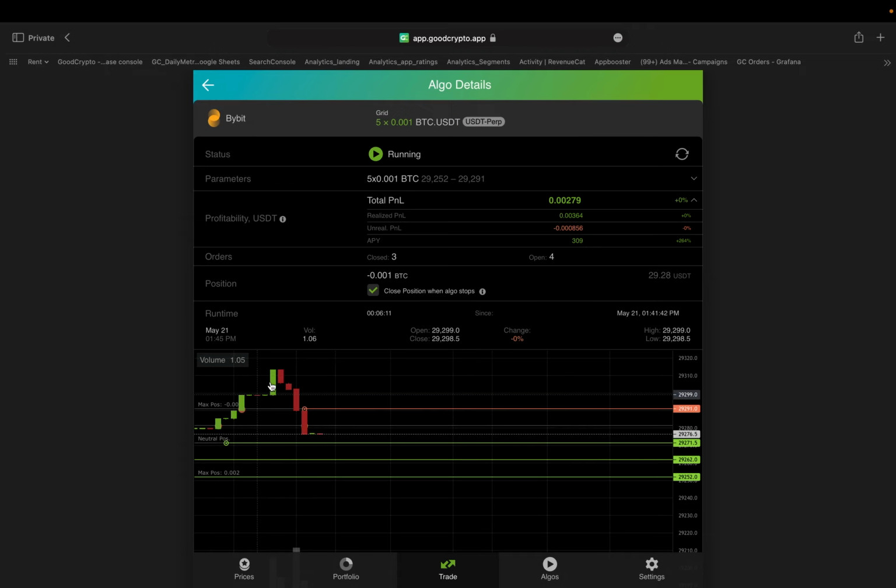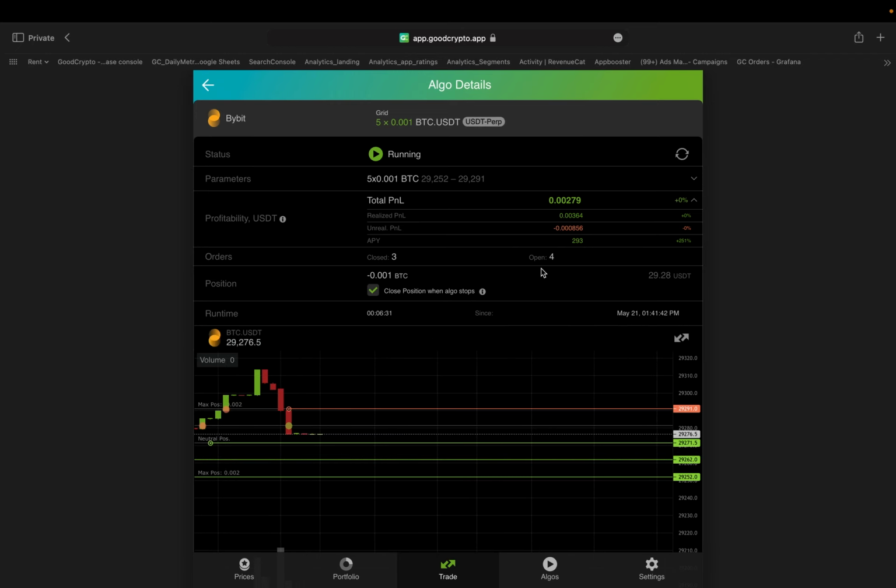You'll be catching the volatility, basically, and profiting from volatility. If the price moves in some range and you have a grid in that range, it will continuously sell high and buy back low, or buy low and sell back higher, to make you a small profit on each of those levels.